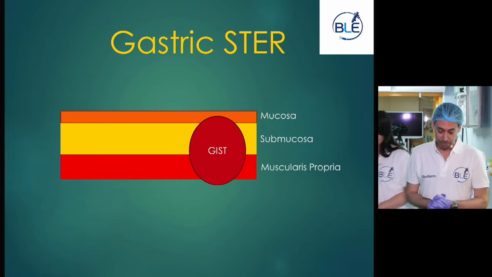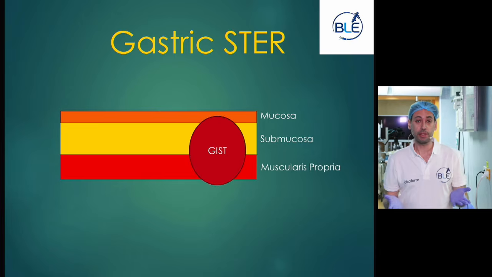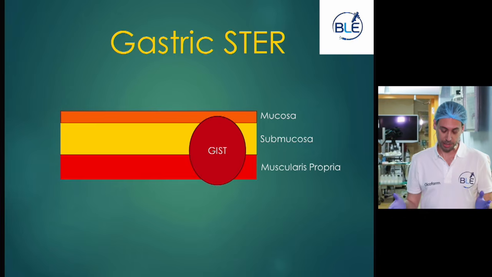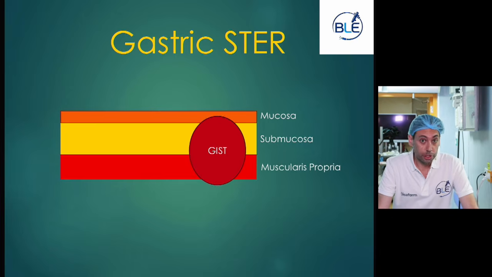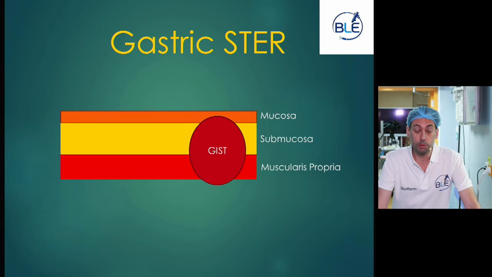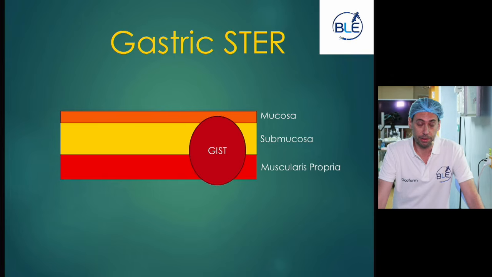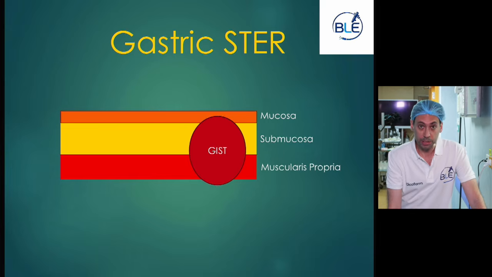Good morning, everybody. I would like to explain to you why we're doing STER in this case. When we have a submucosal tumor of the stomach, and this tumor is attached to the muscle layer, we are probably obliged to perform perforation intensively. If we do STER, we will follow the following steps.